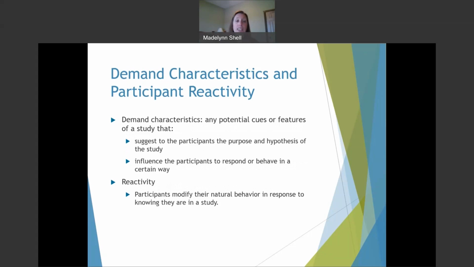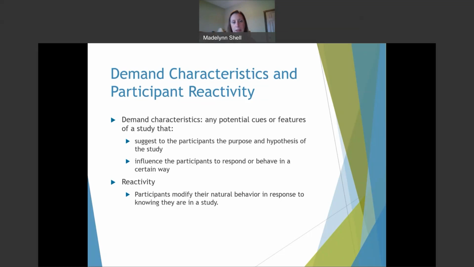Another issue that we could run into is demand characteristics. These are cues or features about the study that suggest to the participants the purpose and hypothesis of the study. Generally, research participants want to give experimenters good findings. They want to please the experimenter. So if the experimenter or the setup gives participants hints, either intentionally or unintentionally, it can influence the way they respond.